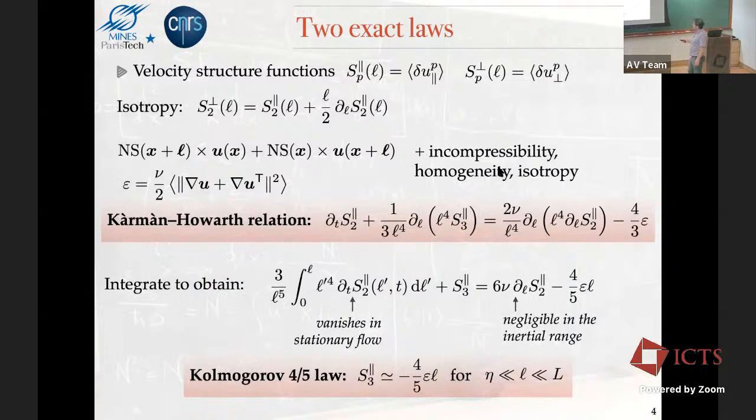Okay, so now if in addition to being homogeneous and isotropic, we say that we are considering a developed turbulent flow which has stationary statistics, stationary statistics means that this term is vanishing. And developed turbulent flow means that there are some scales where this term is negligible. Then if you integrate this equation, in order to get rid of this derivative with respect to L, what you get is what is called the Kolmogorov law, which tells you that the third order longitudinal structure function has to be proportional to epsilon L with a negative sign.